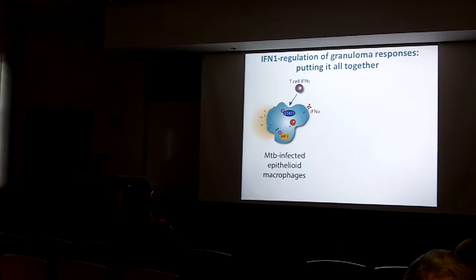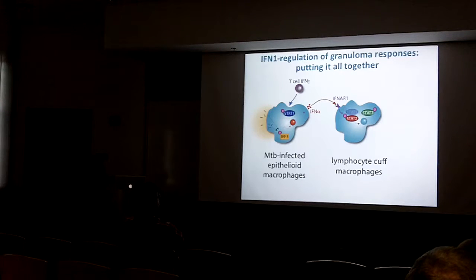But what we think happens is that these mycobacterial antigens induce IRF3 phosphorylation. That results in nuclear translocation of IRF3. And that downstream interaction results in interferon alpha production and secretion by that macrophage. So now that macrophage is communicating with its neighbor in the lymphocyte cuff through IFNAR1. That results in STAT2 phosphorylation, some STAT3 phosphorylation possibly, and then nuclear translocation.